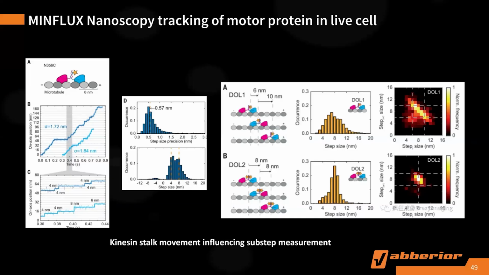So this is the first paper trying to resolve the kinesin conformation change in a living cell, a Science paper. Later, a lot of research has been done with MINFLUX on dynein retrograde transport and so on. So a lot of transport tracking experiments are applied to a lot of different research.